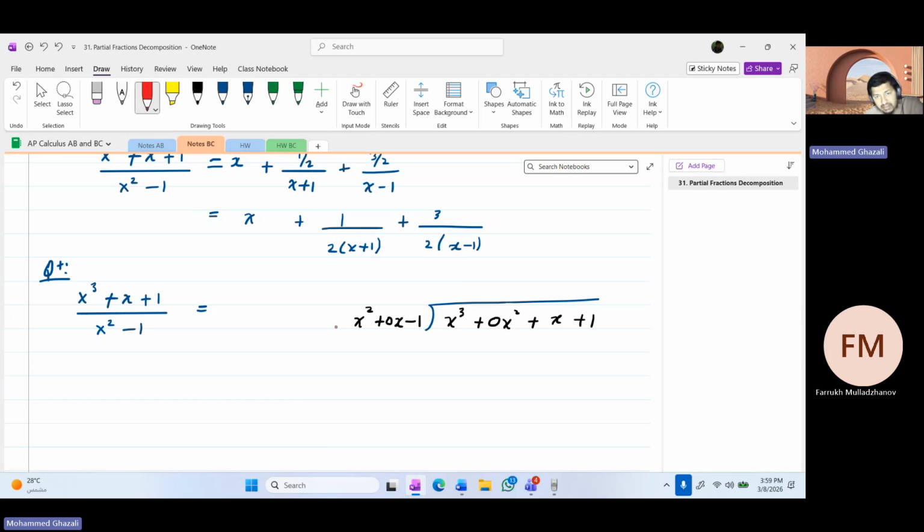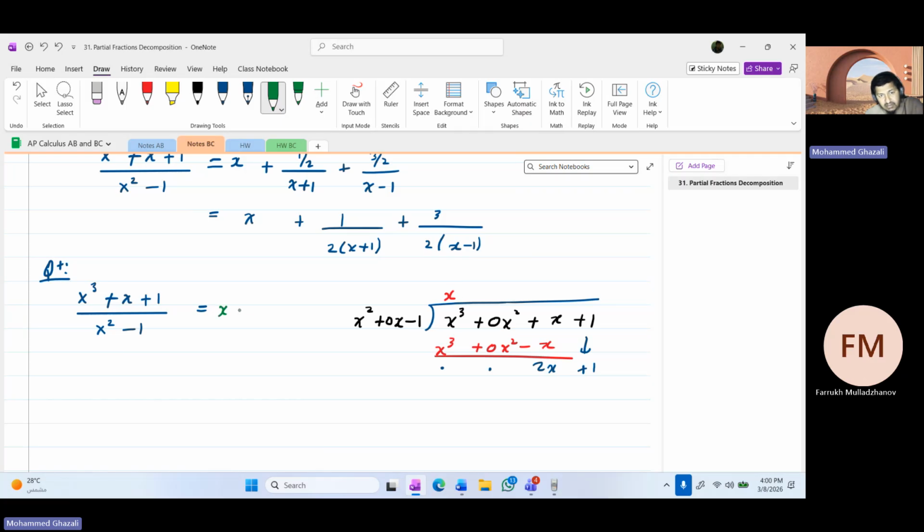Now, x cubed divided by x squared is x, okay? Then x times x squared is x cubed. x times 0x is 0x squared. x times -1 is negative x. If I subtract both, 0, 0, that's 2x. Bring down the 1. Now you stop because this can't divide this. So remember this is 2x, and bring down the 1. So now you're getting the same answer.